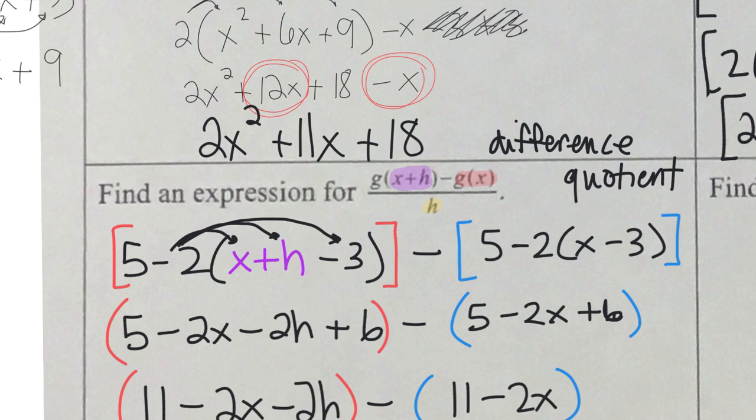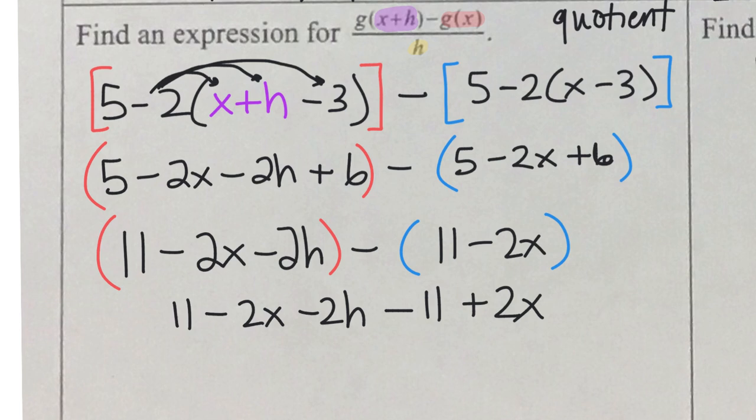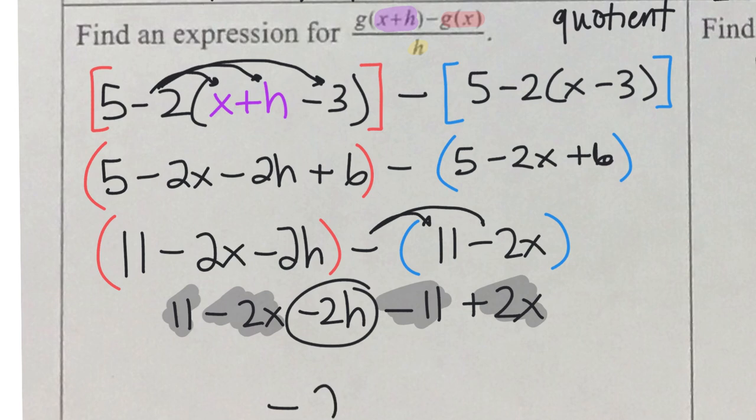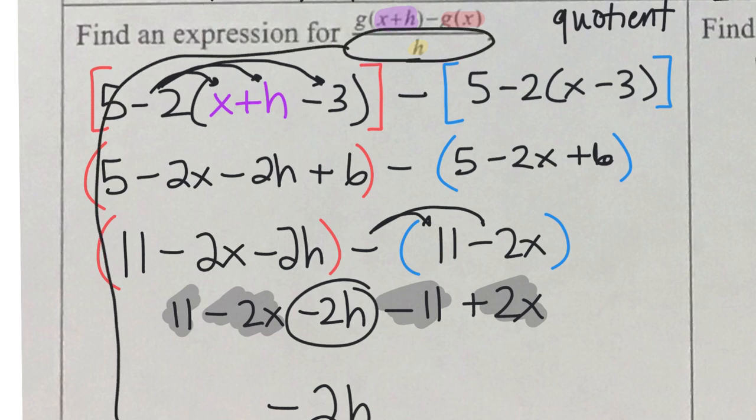So we've simplified it down to here. This is all of the stuff on the left minus all the stuff on the right. We distributed the minus into both of those. So now I have some like terms. I have 11 minus 11, 0. I have minus 2x plus 2x, also 0. So I am just left with this minus 2h business, divided by h. Remember, all this is still divided by h. So now we're putting the divided by h back in at the end just to save some space on our paper. So finally, what is negative 2h divided by h?